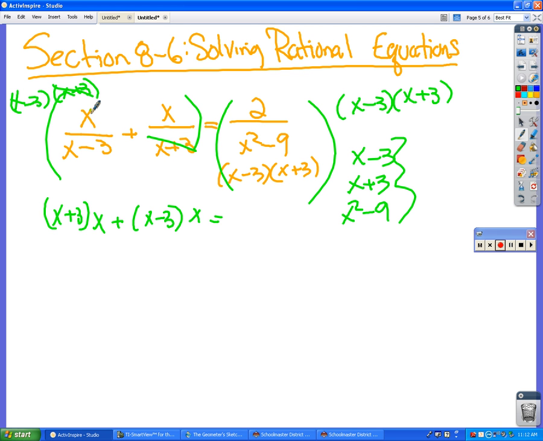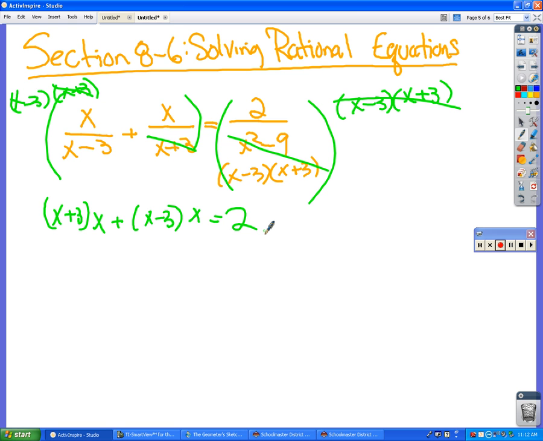When I've distributed and multiplied by the second term right here, now the x plus 3's canceled, and that leaves me an x minus 3 and an x. Okay? Now what happens over on this side when I multiply the stuff on the right? The whole thing cancels, and so it just equals 2. So what you're doing there, your very first step, since these fractions are so hateful, is you're multiplying both sides of the equation by the common denominator.